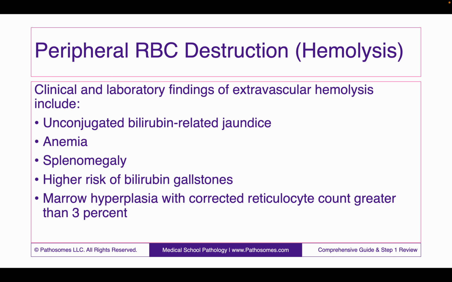Clinical and laboratory findings of extravascular hemolysis include unconjugated bilirubin-related jaundice, right? Anemia, splenomegaly, you'll feel that on a physical exam or see it in imaging. Higher risk of bilirubin gallstones, and marrow hyperplasia with corrected reticulocyte count greater than 3%.